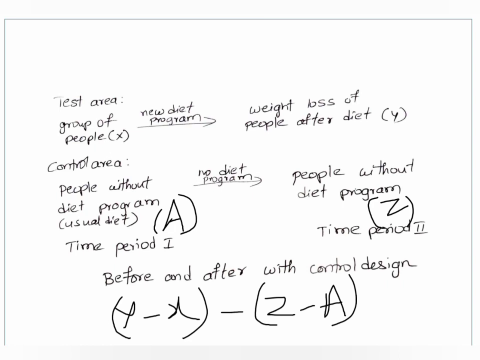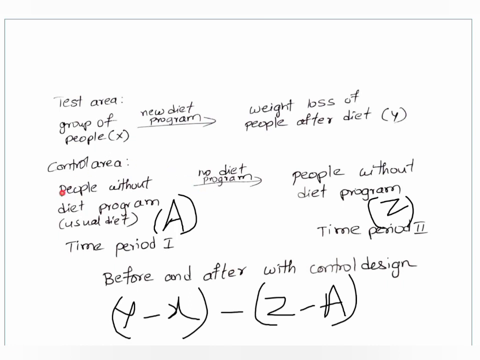in the test area. And in the control area we are not applying any diet program for the people. So they are following their usual diet, people without diet program. In both time periods they are not taking any diet. And in the test area, the people X were not following diet, then they go through the diet program and the weight loss session. People before weight loss is called X and people after weight loss is called Y.